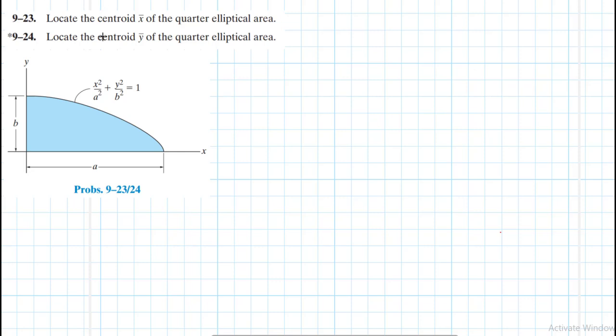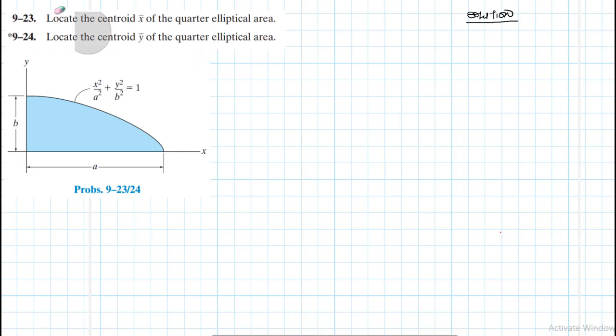The problem reads, locate the centroid x bar over a quarter elliptical area as well as y bar. So we are being asked to locate both the x bar and the y bar over the quarter elliptical area. This problem is coming from the Engineering Mechanics Statics textbook, 13th edition by R.C. Hibbeler. Right.